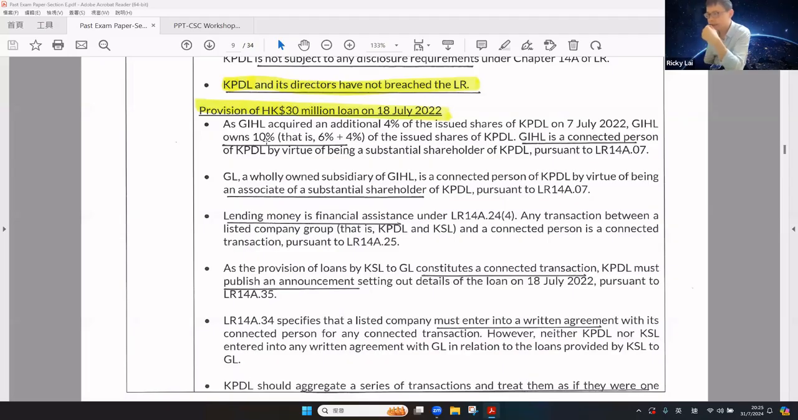The listing rule specifies that a listed company must enter into a written agreement with this connected person. However, neither the listed company nor the subsidiary entered into any written agreement with GL in relation to the loan provided by KHL to GL.